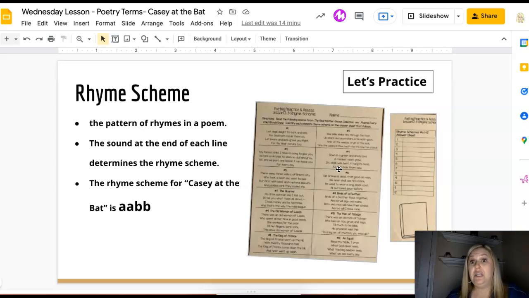When you finish that sheet, this is the front and this is the second page, then you're going to turn it into the basket for a grade. Okay, pause the video and then you'll go to the next video for the next instruction.